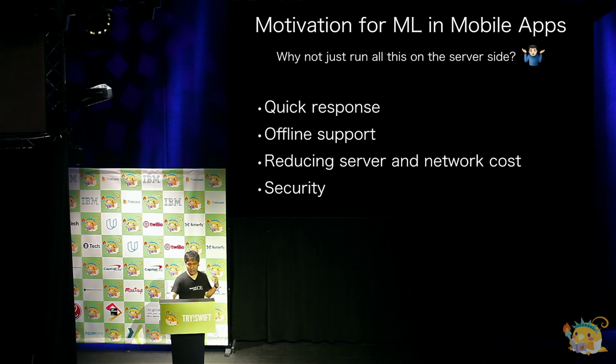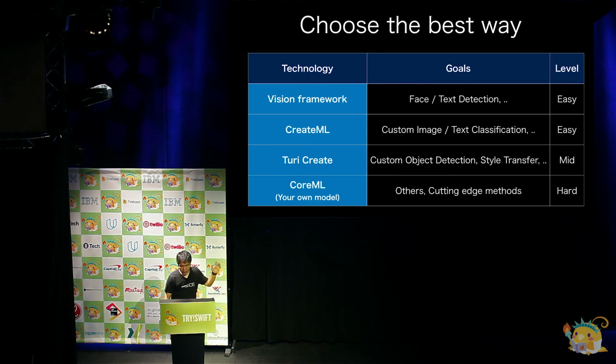There are various ways to integrate a machine learning model into an app. It's important to choose the right method for the goal you are trying to achieve. In many cases, you can use Vision Framework, Create ML, or Turi Create. It's very easy. For other cases, you have to work out the theories by reading research papers or books, create a model with Python and CoreML, and then train it yourself. Please choose the best way.